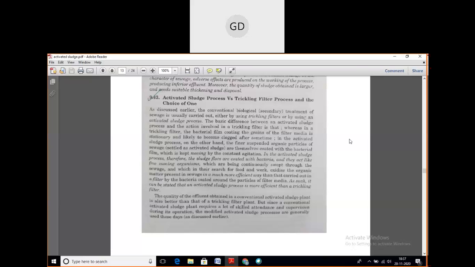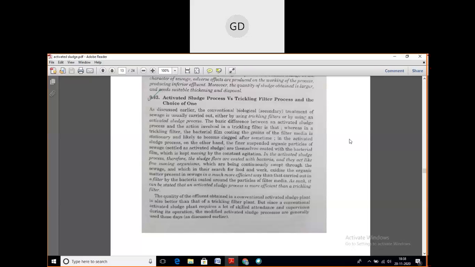And in the activated sludge process, on the other hand, the finer suspended organic particles of sewage are themselves coated with the bacterial film, which is kept moving by constant agitation. Here, in the presence of air, the microorganisms are kept moving in constant agitation. The sludge flocs are coated with bacteria and act like free moving organisms, continuously swept through the sewage, which in their search of food oxidize the organic matter present in the sewage in a much more efficient way than is carried out in a filter.